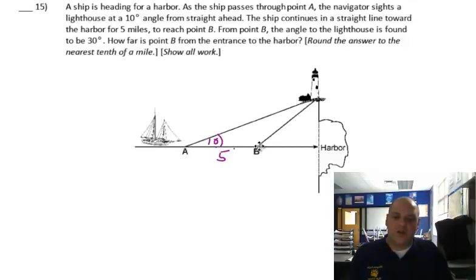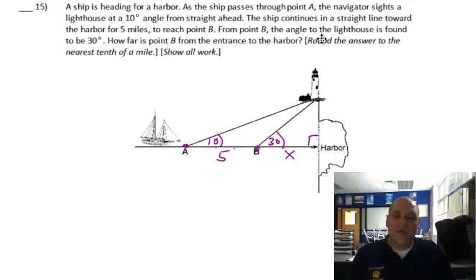It's going towards the lighthouse, so now it's going to point B. And at point B, the angle of elevation is 30 degrees. So that's this angle right there looking up at the lighthouse. How far is point B from the entrance of the harbor? So that's what we're trying to find. B to the harbor. And this is 90, okay, straight up and down.